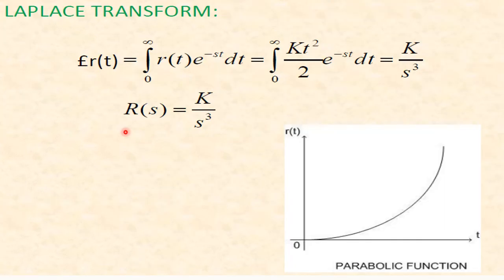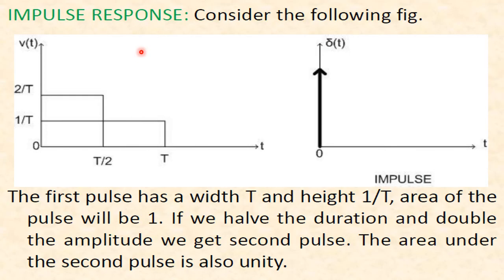So when we apply Laplace transform to this, I know the Laplace of r of t is equal to integral from 0 to infinity r of t, the input parabolic test signal, e power minus st dt, and r of t is nothing but kt square divided by 2. So what we get at the end is k divided by s cube, and this is the parabolic function which is a curve.